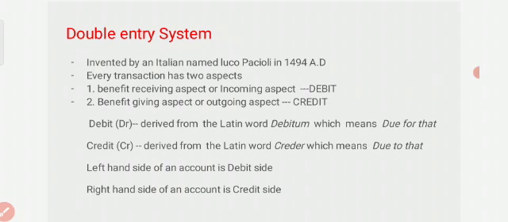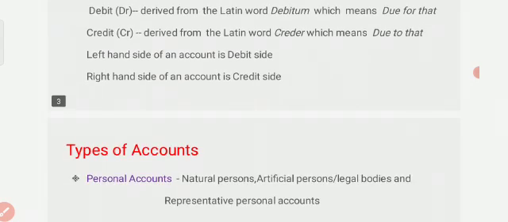The abbreviations DR denotes debit and CR denotes credit. By convention, the left hand side of an account is termed as debit side and right hand side of an account is termed as credit side.